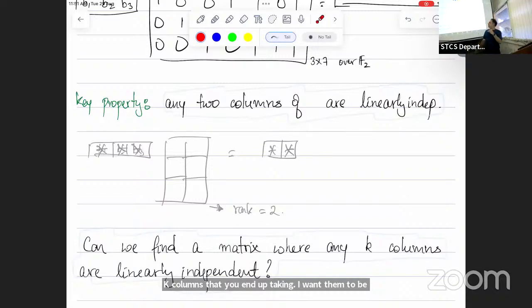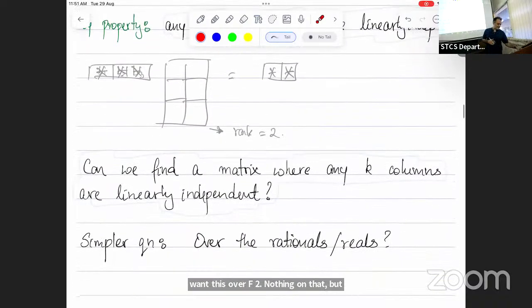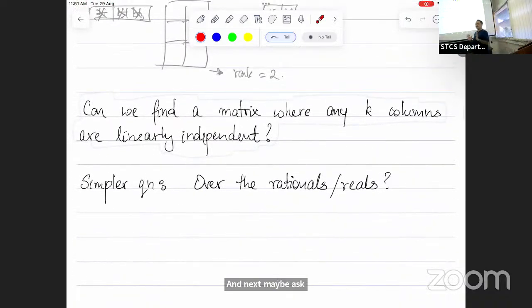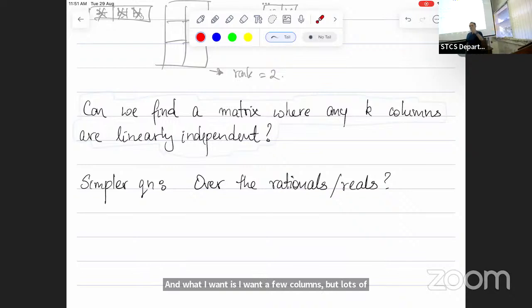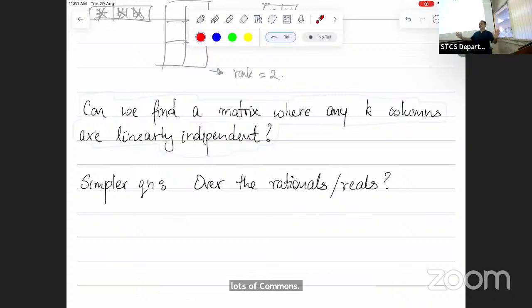Okay. And if you're interested in outputting bits, maybe you want this over F2, something of that sort. But let's maybe ask a simpler question. Let's ask the same question over rationals or reals, just to get a feel for it. And then we can focus on the actual question at hand. Okay, I want a matrix. I'm thinking of these matrices as real valued matrices or something. And what I want is few rows, but lots and lots of columns, with the property that, I don't know, any 5 of them are linearly independent.